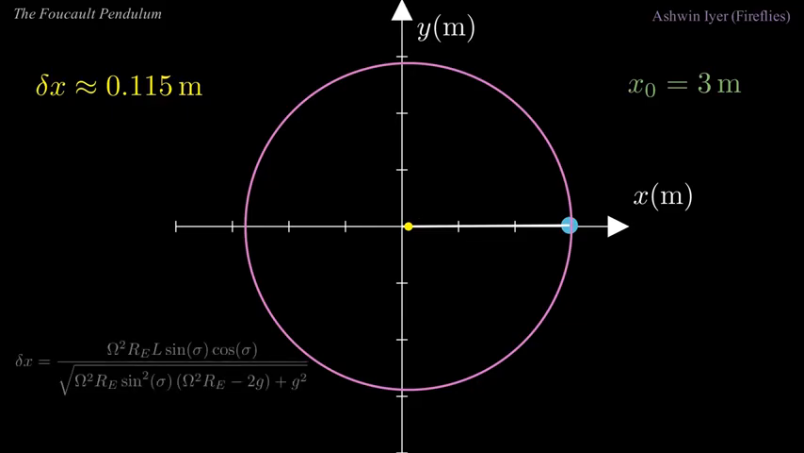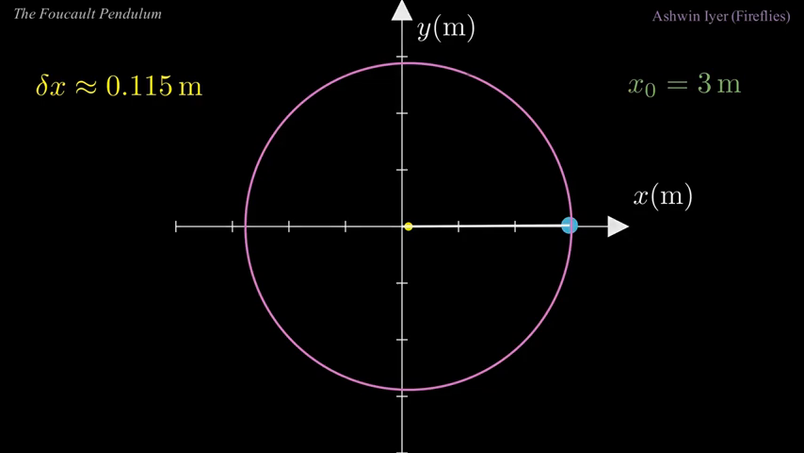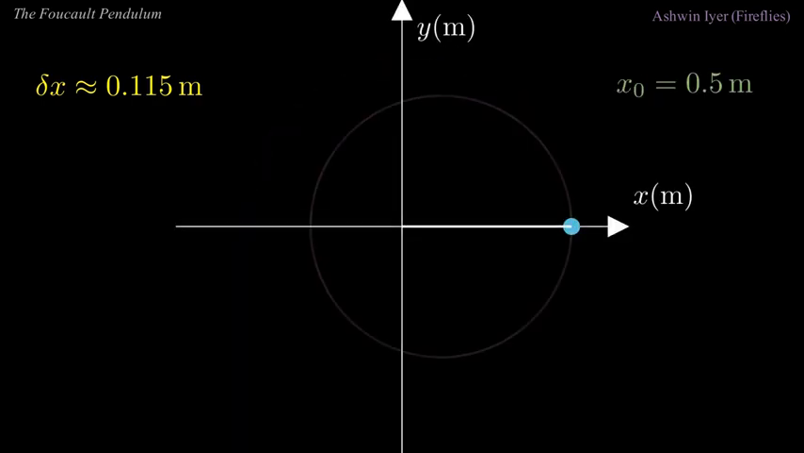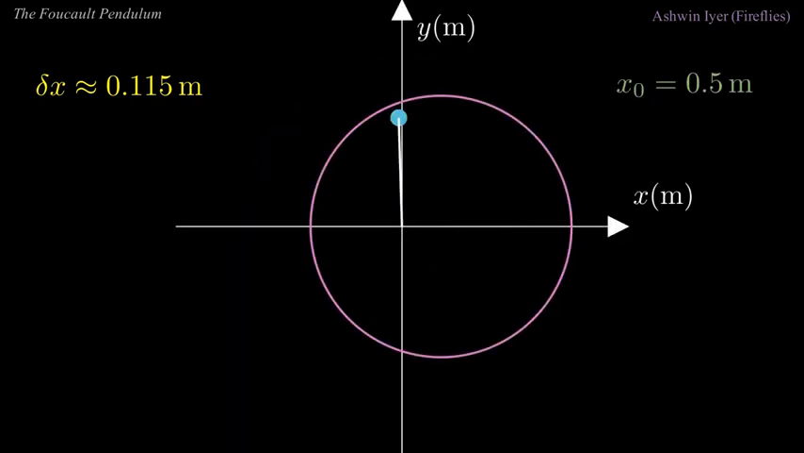In the formula for the offset, it doesn't depend on the initial displacement of the pendulum, so we should see the same offset for a different displacement. We can try it with 0.5 meters, and we'd see the same offset, although now it's much more noticeable. So what about the precession period?